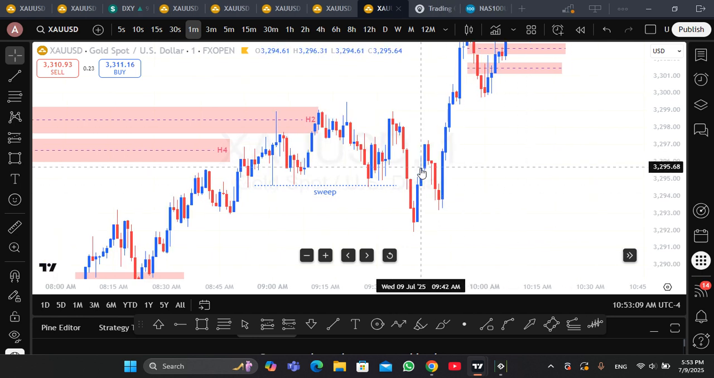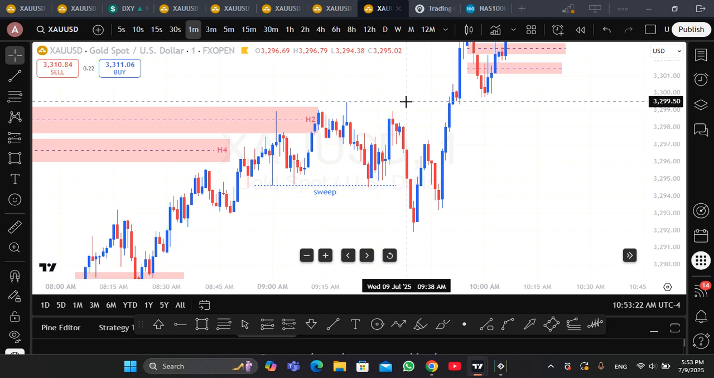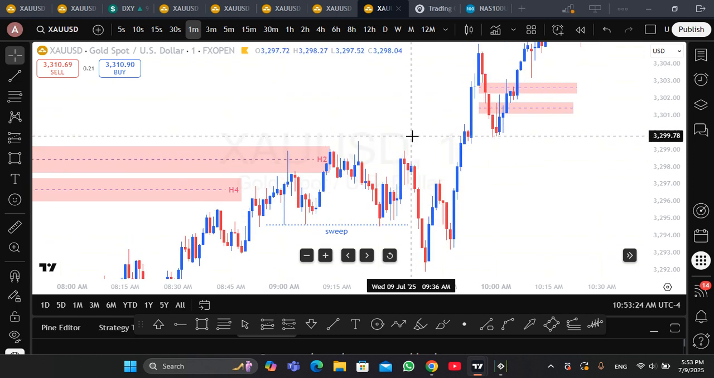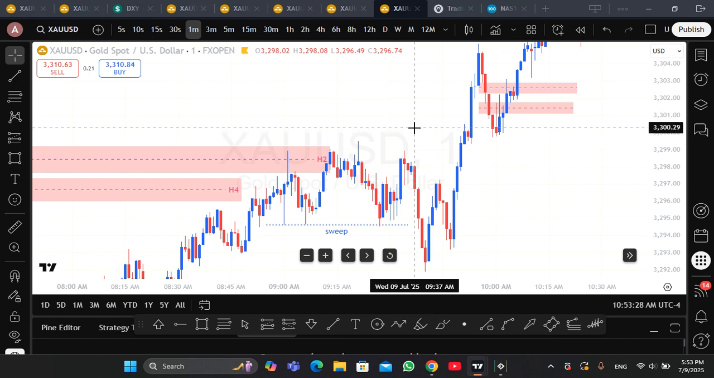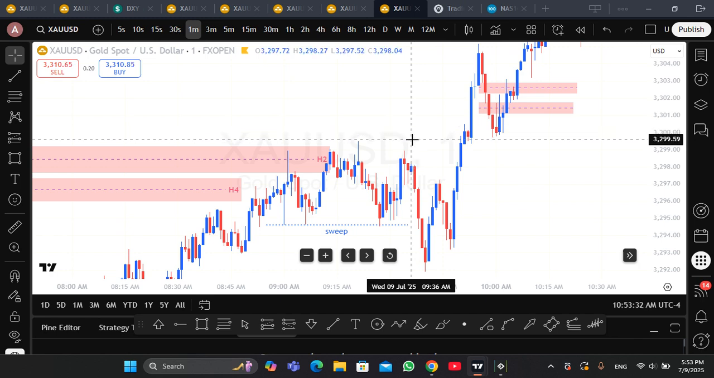I made a sell in this area, depending on this fair value gap, the market structure and this order block. But I put my stop loss at 300 here, 3,300, in this area.